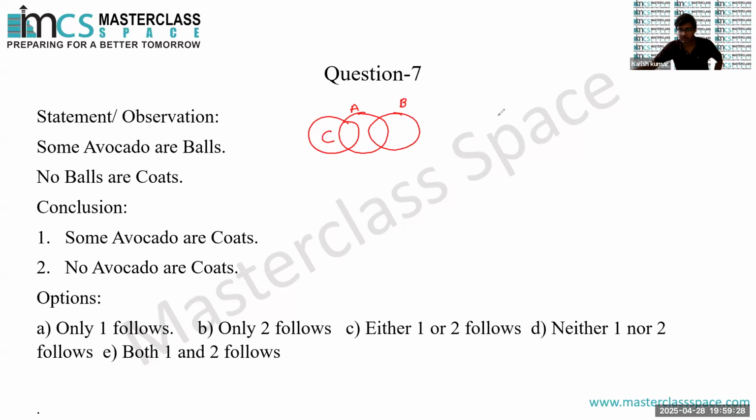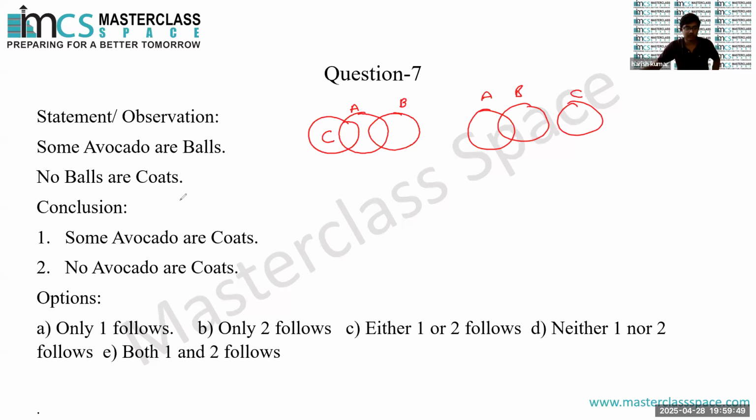So this is one case. Or avocados are here, balls are here, and codes. Sorry, code. There should not be any connection between balls and codes. Okay, sorry. So avocados, balls, and codes. This can be the other case, right?